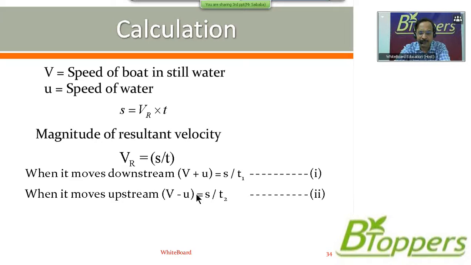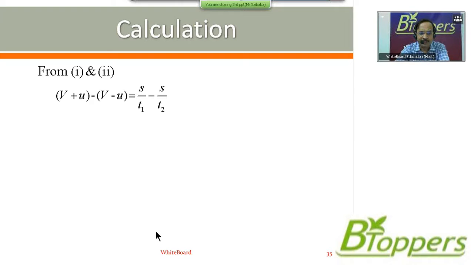For that, we have to eliminate V from these two equations. So subtracting the second equation from first, you get the value of U. So when the engine is cut off, you can write U equal to S by T. When the engine is cut off, the launch moves with the speed of water in the direction of flow of water and travels same distance as from P to Q, let us suppose in time T. From first and second equations, you can write V plus U minus of V minus U is equal to S by T1 minus S by T2. Or you get 2U equal to S into 1 by T1 minus 1 by T2.